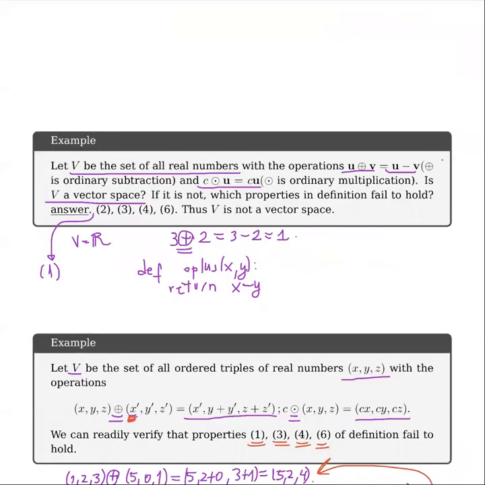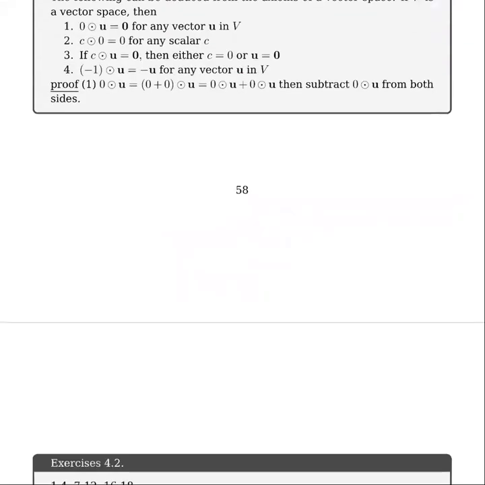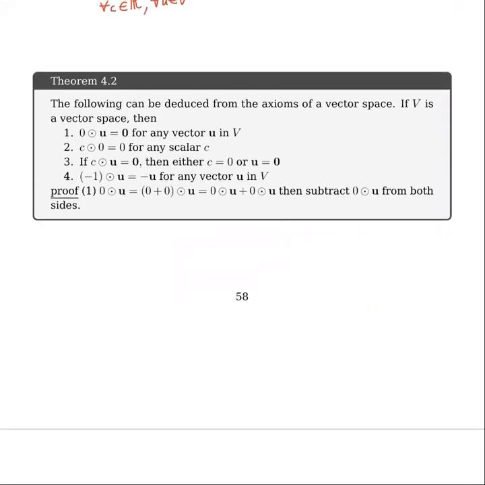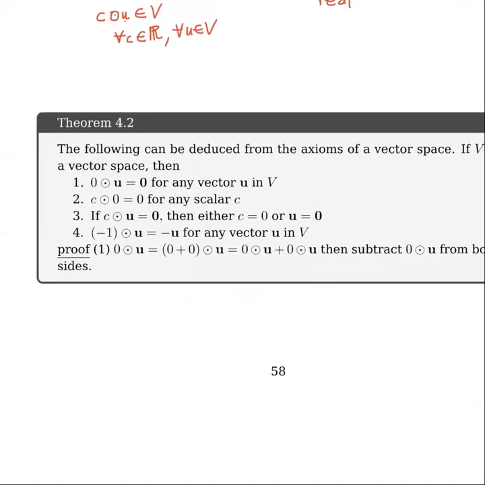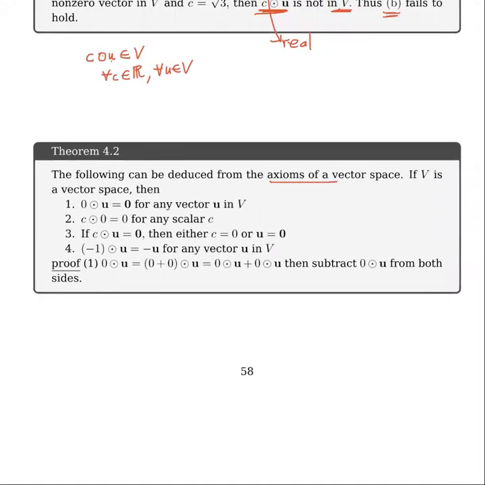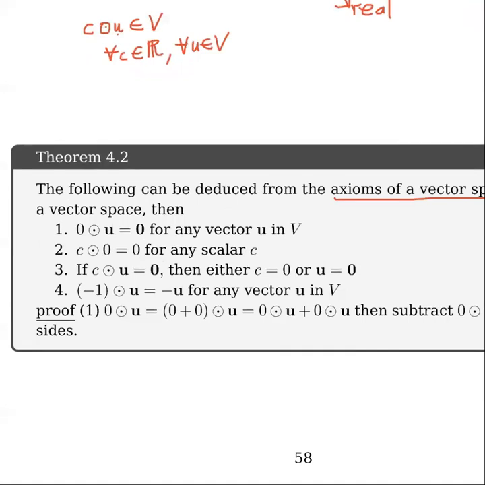Let's look at one last thing from this section, and then we are done with this section. So here is a theorem. These are not axioms. We have seen the axioms of being a vector space, those 8 properties. These can be deduced from the axioms, so they are a result of the axioms. Okay, what are they? If I multiply any vector with the number 0, I get the zero vector. You can show this using the axioms.